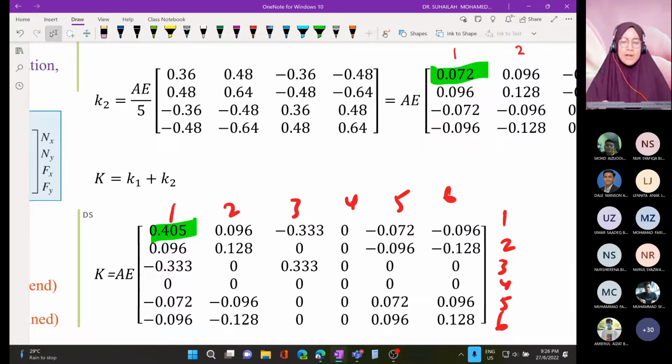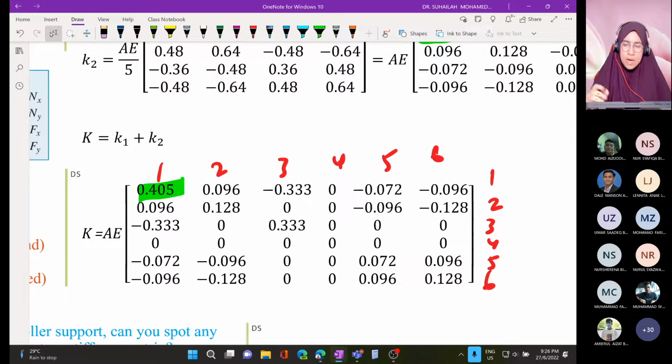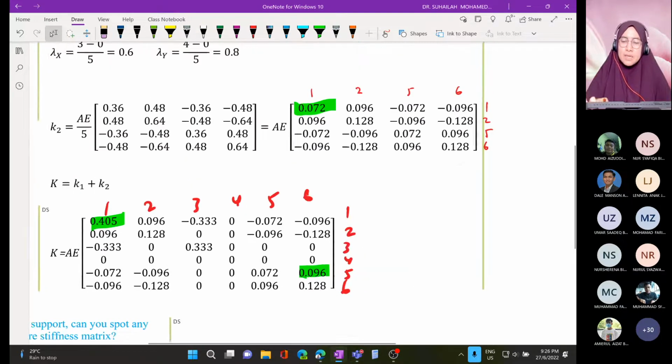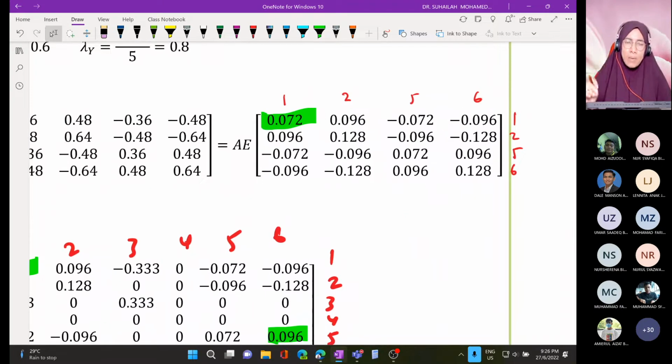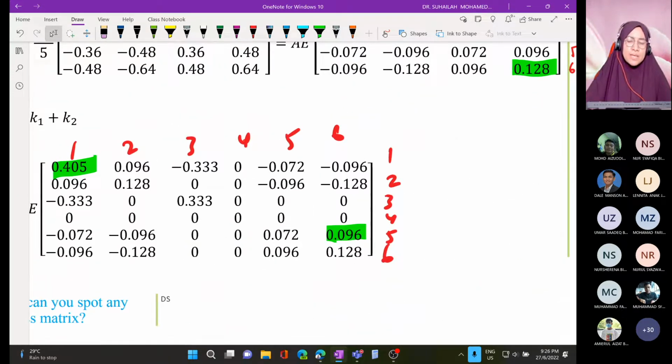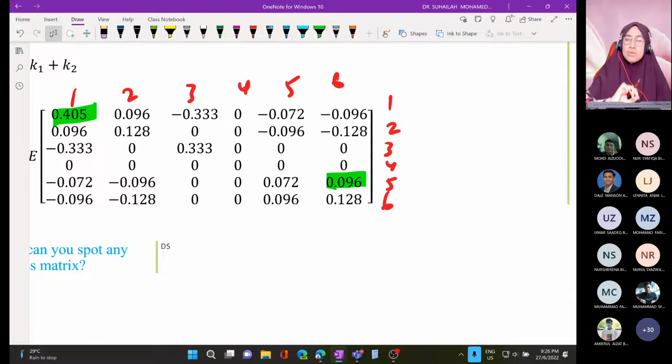If we want to find the value at position 5 6, for example, we have to find 5 6 in K1 and in K2. 5 6 in K2 is 0.128 and there is no 5 6 in K1. So that's why we get 0.096 only. So we do like that, one by one, position in the matrix.